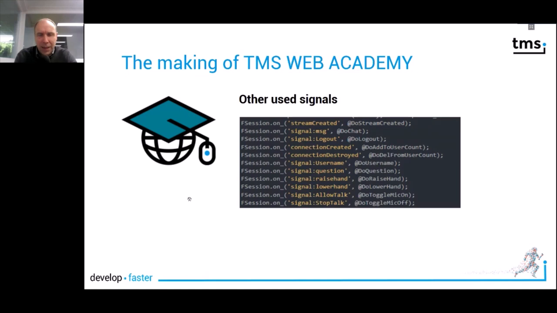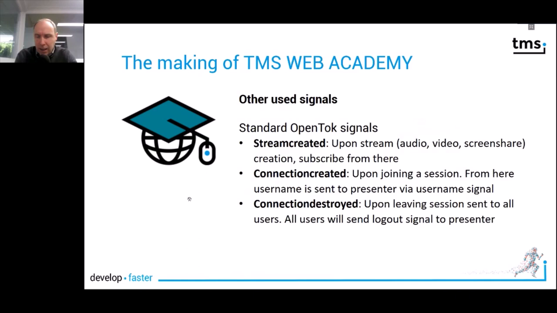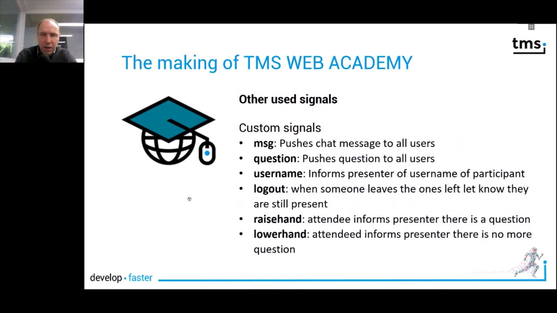Connection created, connection destroyed. These are two standard OpenTalk signals that always exist. And obviously, this is when your connection is established or when your connection is destroyed. You send this as a signal around to possible other clients connected to the OpenTalk server. And then a couple of custom defined signals. So here I have summarized these things again. So the meaning of what these signals stand for: stream created, connection destroyed, the standard OpenTalk signals that I mentioned just before. And here are the custom signals.